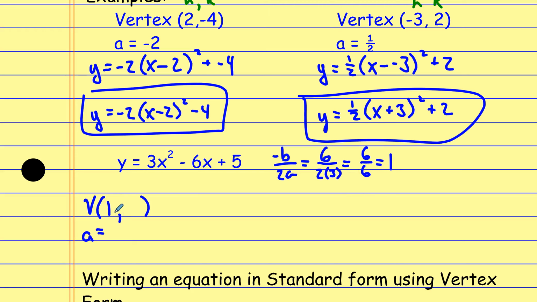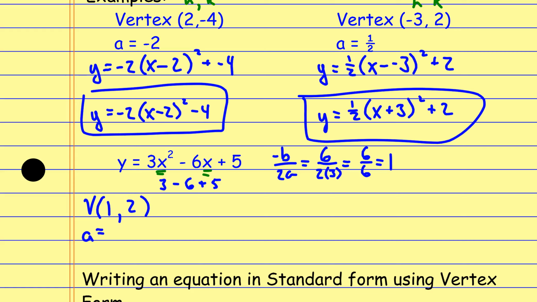And now I need to just plug that back in to find the y value. So I plug that in up here for each of these x's. When I do 1 squared, I get 1 times 3 is 3, and I'll just write that down. Minus 6 times 1 is 6, plus 5. And so it looks like I end up with a 2. So I get 1, 2 for my vertex.